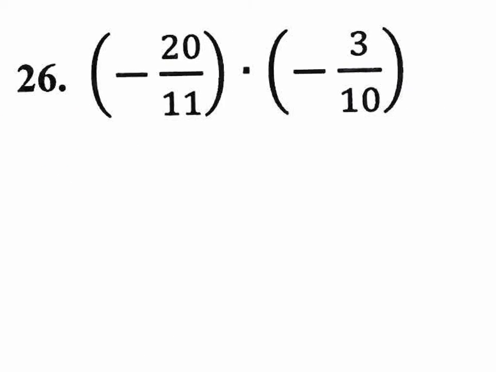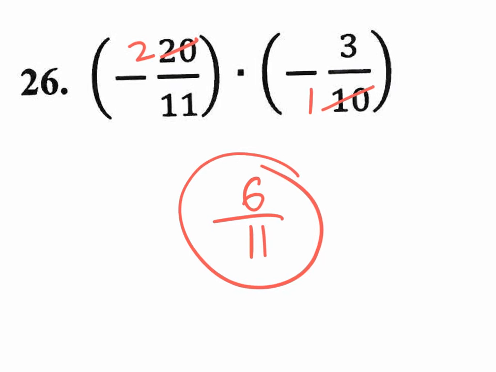Could I cancel anything here before multiplying top with top, bottom with the bottom? What could I cancel? 20 and 10. If you reduce both by 10, 10 divided by 10 is 1. 20 divided by 10 is 2. What is a negative times a negative? Positive. So your answer is going to be what? 2 times 3, which is 6, and 11 times 1, which is 11. And a negative times a negative is a positive. There's your answer for number 26.